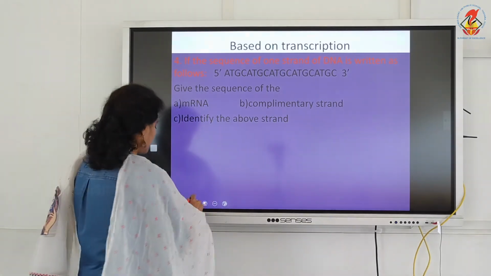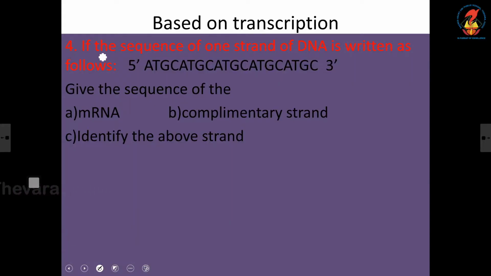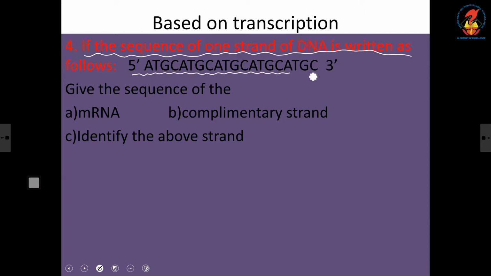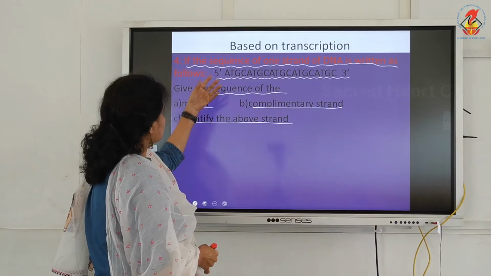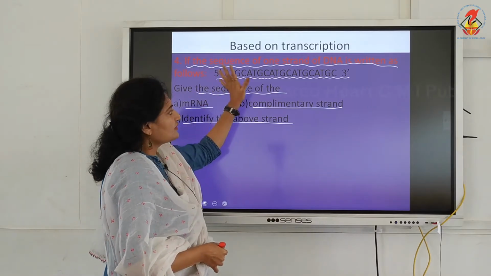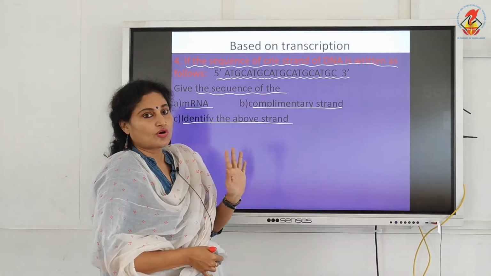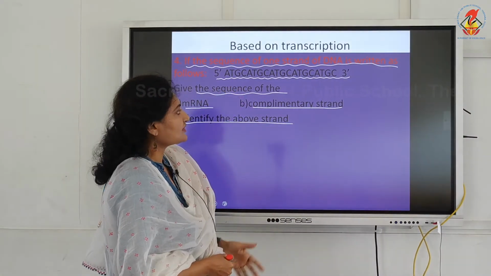So let me start off with reading the question. If the sequence of one strand of DNA is written ATGC, ATGC, ATGC, ATGC, ATGC, give the sequence of the mRNA, complementary strand, and identify the above strand. So there are three questions based on this.